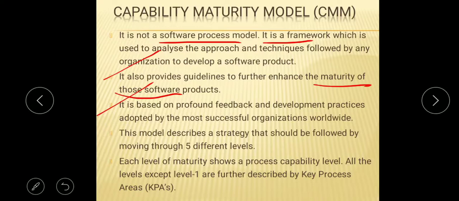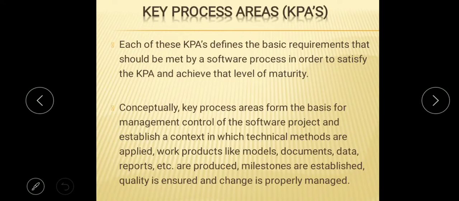This model describes a strategy that should be followed by moving through 5 different levels. Each level of maturity shows a process capability level. All the levels except level 1 are further described by key process areas, or KPAs. Now, what are key process areas, or KPAs? Each of these KPAs defines the basic requirements that should be met by a software process in order to satisfy the KPA and achieve that level of maturity.